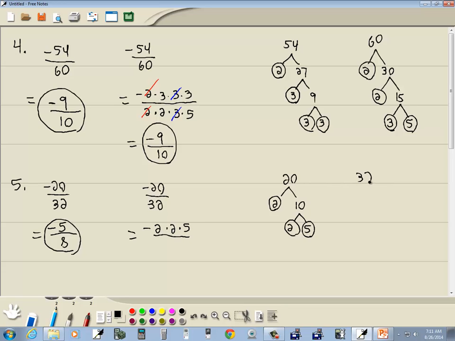And our 32 is divisible by 2, our first prime, because the last digit is 2. 2 times 16. 2's prime, so we circle it. 16 is divisible by 2 because our last digit is a 6. 2 times 8. 2's prime, so we circle it. We're still on our first prime, 2, and it's divisible by 2. 2 times 4. And 4 is divisible by 2. 2 times 2. 1, 2, 3, 4, 5 2's.